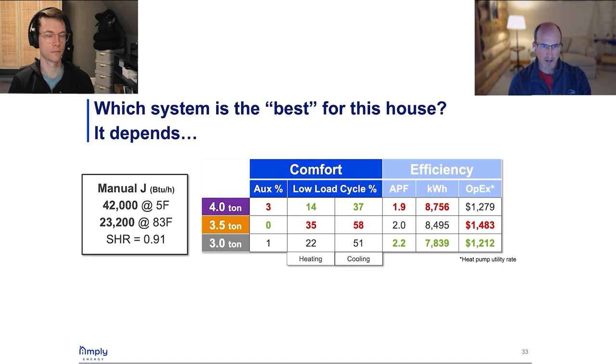And so ultimately the question is, in this example, which one of these systems, the 4-ton, 3.5-ton, or 3-ton, is the quote-unquote best for this house? What do you think? I'm going to go for the 4-ton again. It's the minimum low load cycling, and so I think that's going to maximize comfort. And given it's a $70 cost difference in terms of your electricity bill between that and the 3-ton, which is the next best for low load cycling, I would go with the 4-ton.